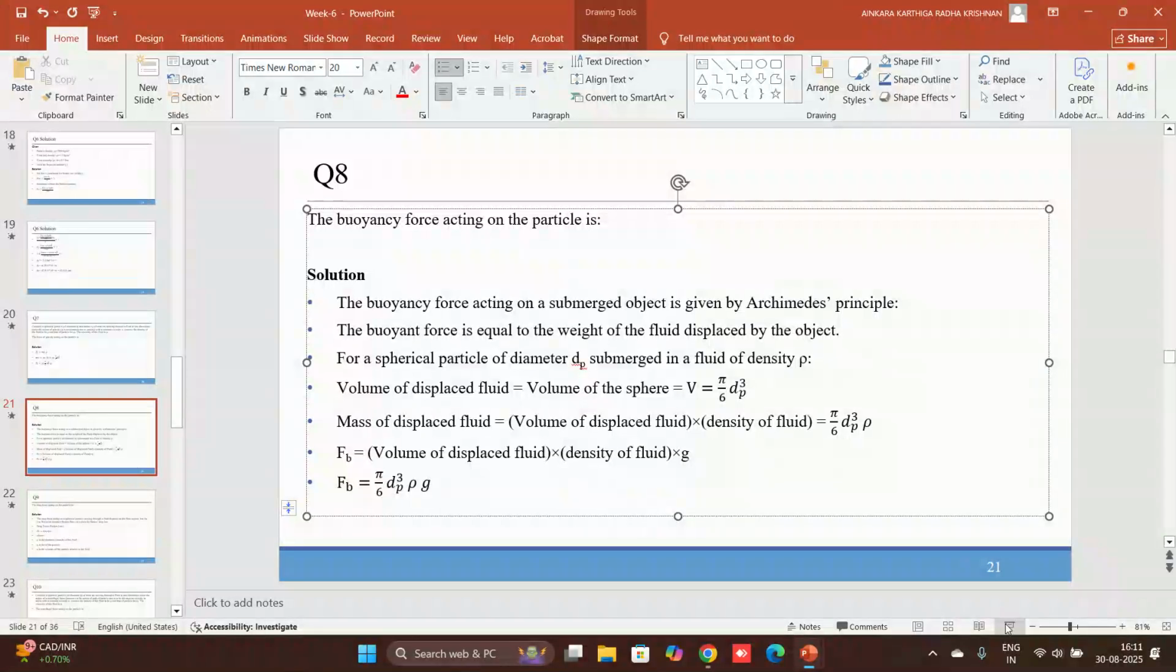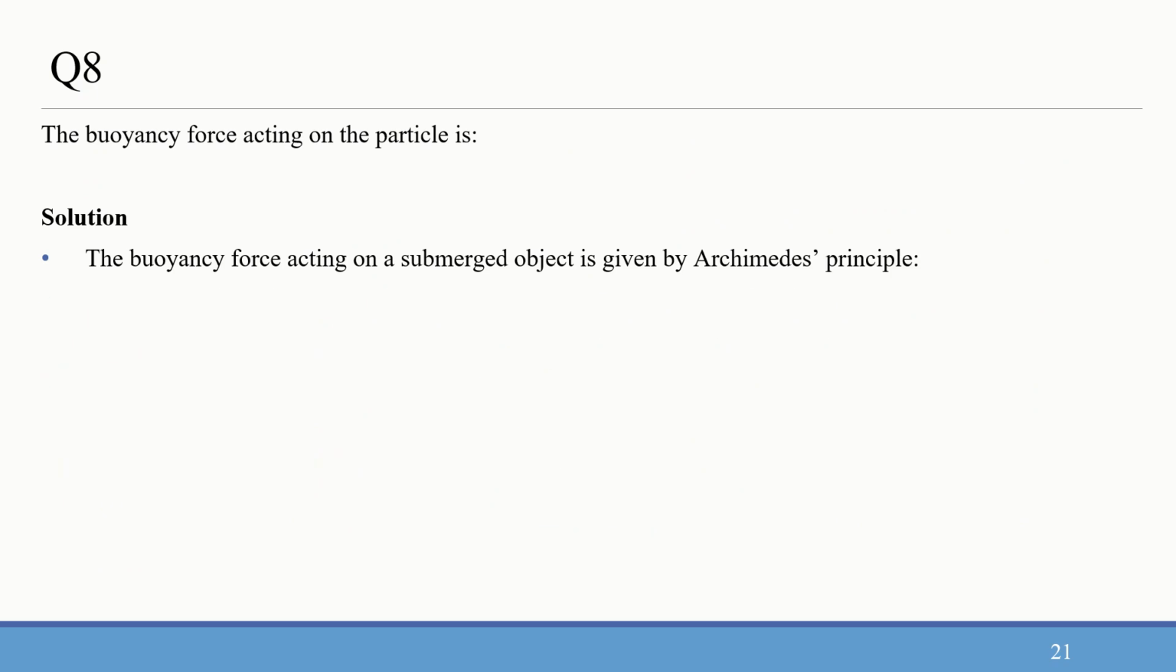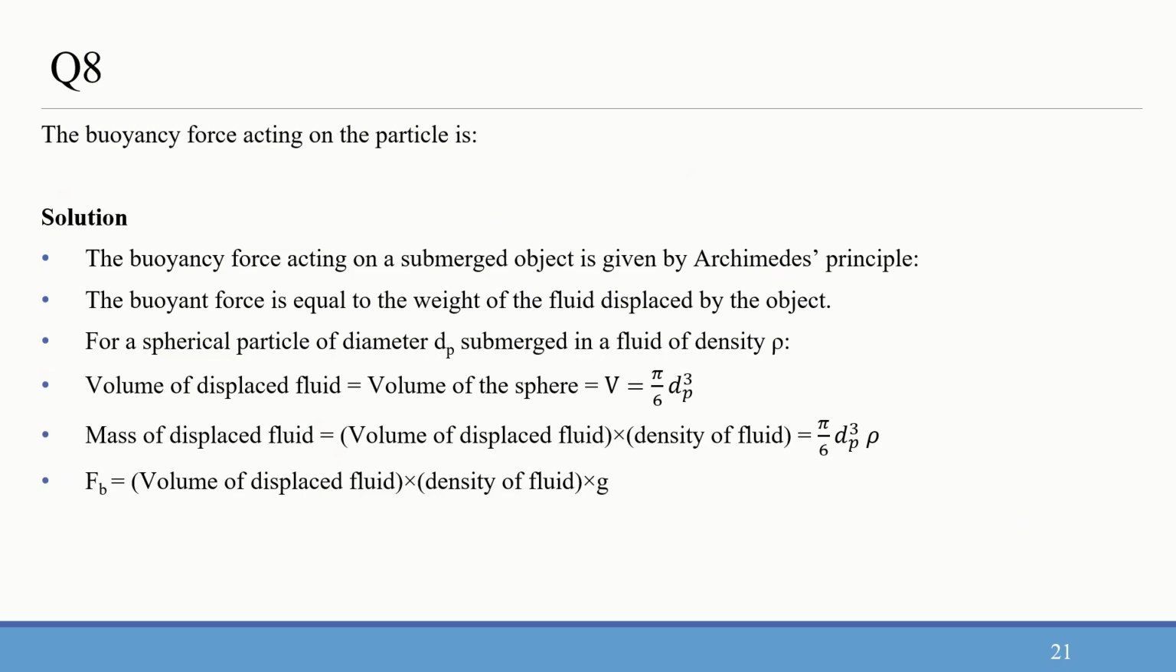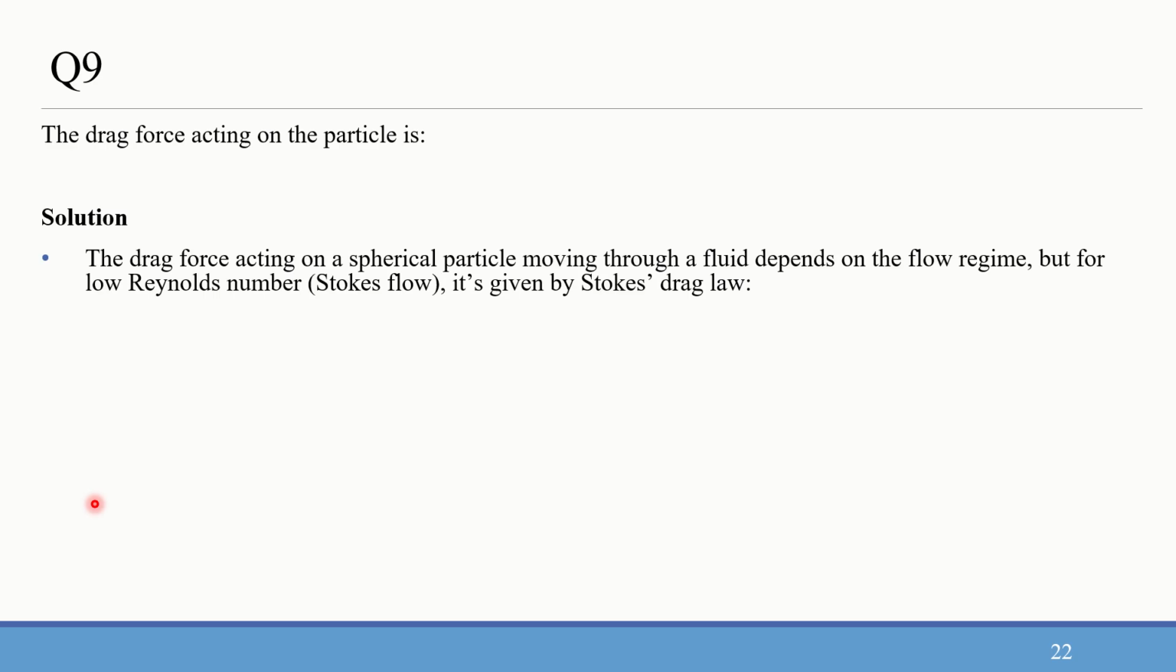Now we will go to the next question, question 9. The drag force acting on the particle is dash. Drag force acting on a spherical particle moving through a fluid depends on the flow regime, but for low Reynolds number, that is Stokes flow, it is given by Stokes drag law.